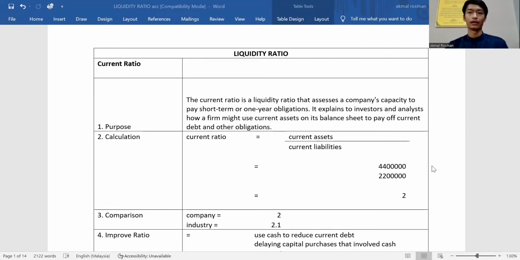For Muhamad, current assets amounted to 4,400,000 and their current liabilities is 2,200,000. And then we got the value of 2. Then we can see that industry have a value of 2.1. And then from that, we can say that Muhamad's value is on par with the industry. So we can say that Muhamad is still able to pay their short-term debt.